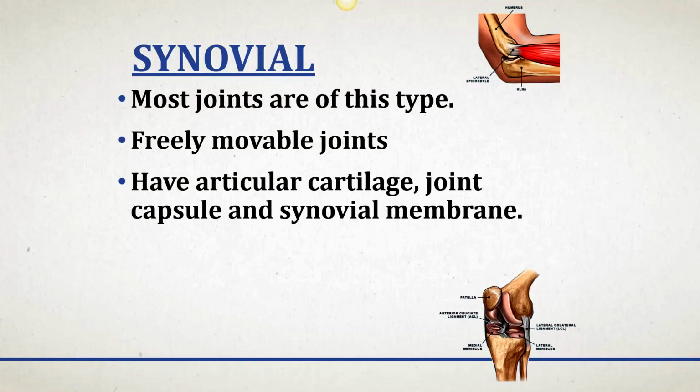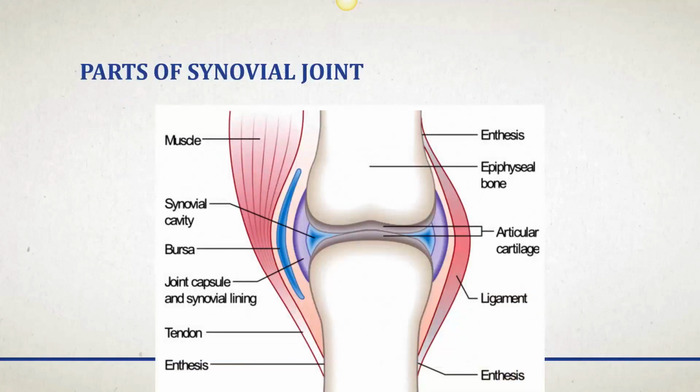So now we go on to the synovial joints. So most joints are synovial joints. They're freely movable. They have articular cartilage, a joint capsule, and a synovial membrane, and then they're filled up with fluid on the inside. So the major parts of a synovial joint, first of all, we have the capsule. And the capsule completely encloses the joint. Then we have the tendons and ligaments that are going to connect the bones together and hold muscle to bone.